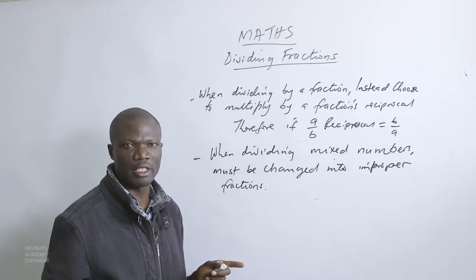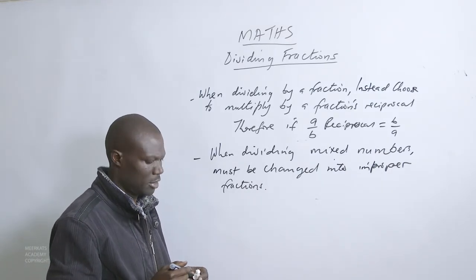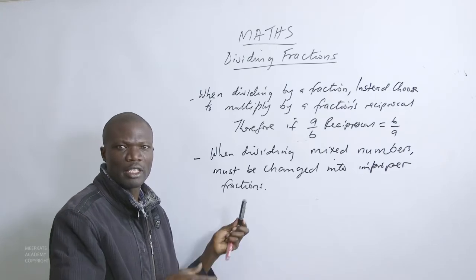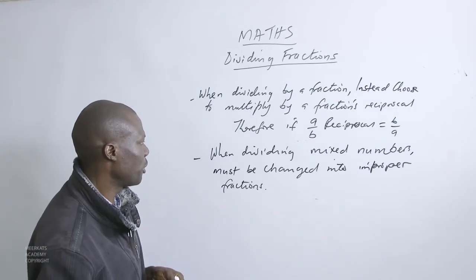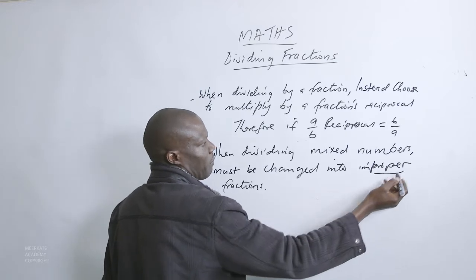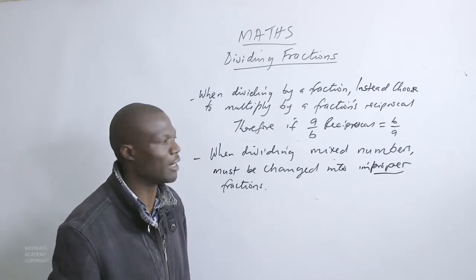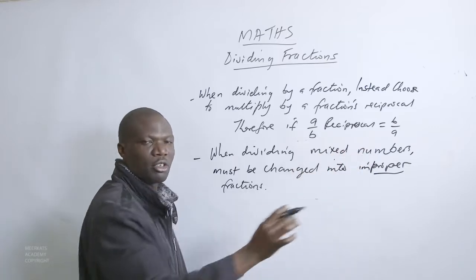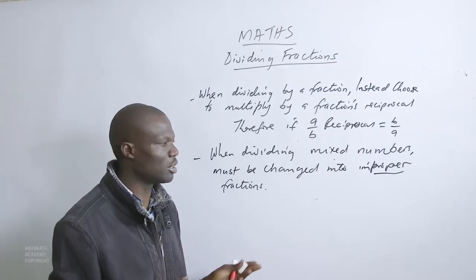They must be changed into improper fractions. So these are the rules we are going to observe as we go through. Remember, when you talk about improper fractions, these are situations where the numerator is larger than the denominator. And when you talk about mixed numbers or mixed numerals, this is where we have whole numbers and fractions together.